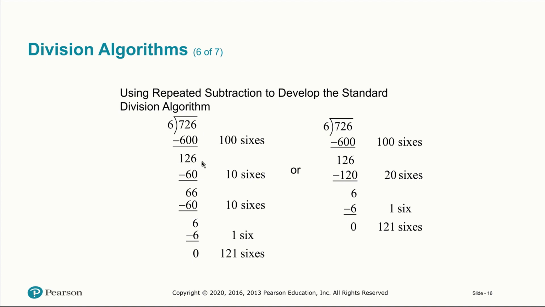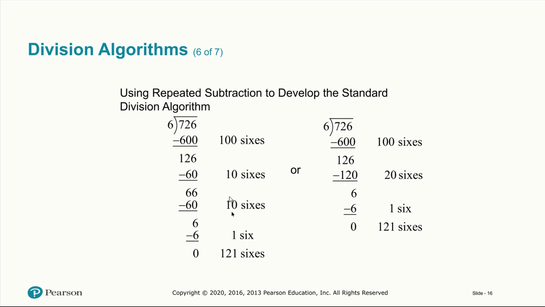Now we ask ourselves, how many more sixes can we take away? Well, we know we can definitely take 10 more away. That leaves us 66. We take 10 more away. That leaves us 6. And then finally, we take 1 more off, and that leaves nothing. So this is how we add these. We had 100, then 10 more, and then 10 more, and then 1. So 121 sixes were taken away.